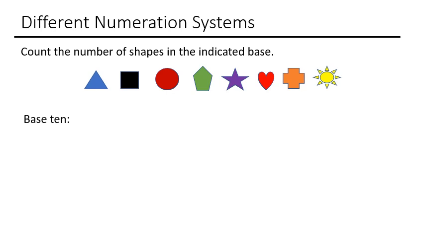So we're going to start out in the number system that we all know. And this particular number system that we know is known as base 10. So anytime you see base 10, you rejoice because that is simply counting like you have always counted since you were 2 years old. So whenever it says count the number of shapes in the indicated base, base 10, you just count these 1, 2, 3, 4, 5, 6, 7, 8, and the answer is 8. So that is as easy as it gets, okay?